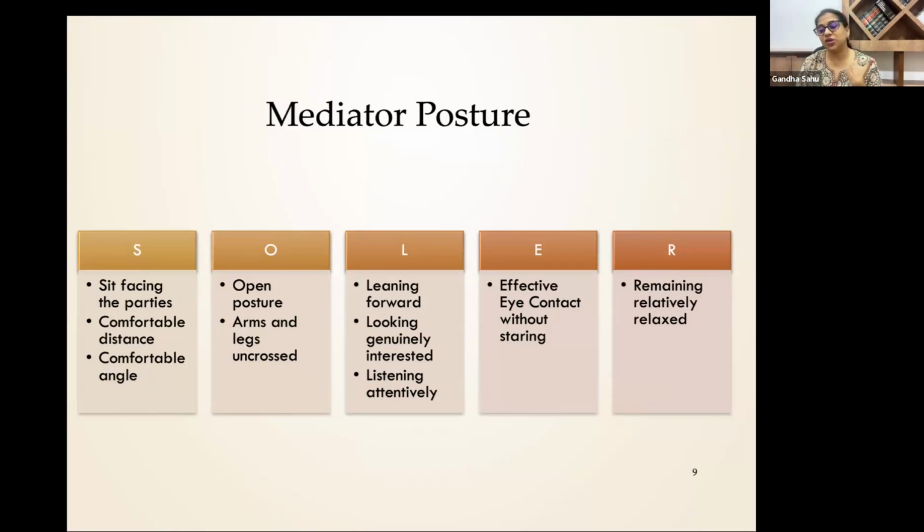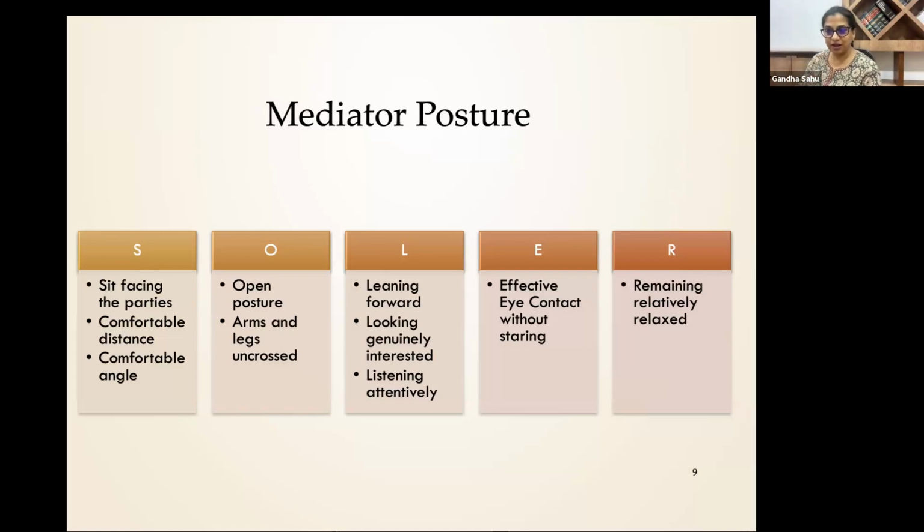It's also the message that you give, not just the messages that you see. It's also the message that you give to the parties for them to get comfortable. So in mediation, we use the term SOLER. Each of these alphabets signifies something. S stands for sit facing the parties.